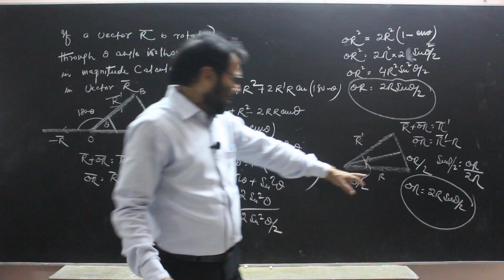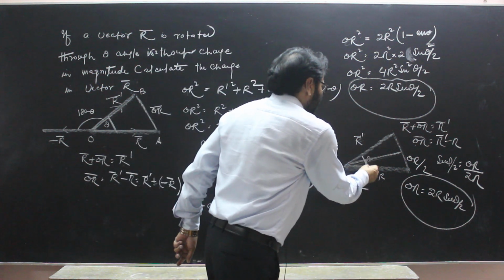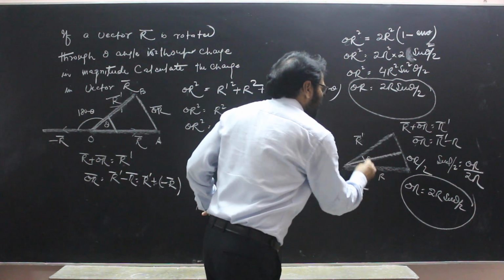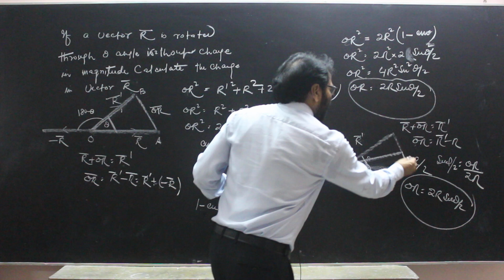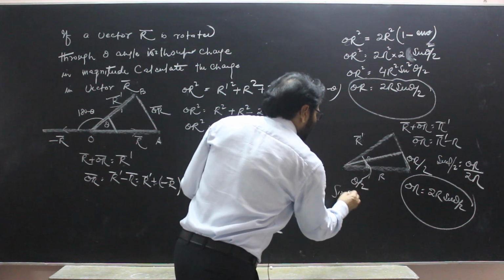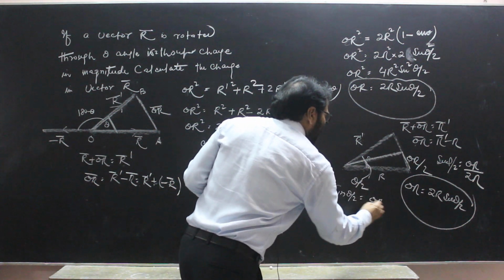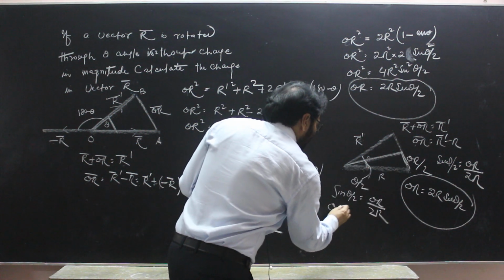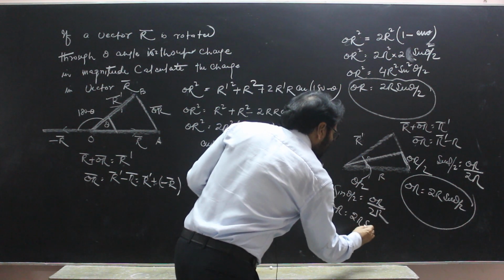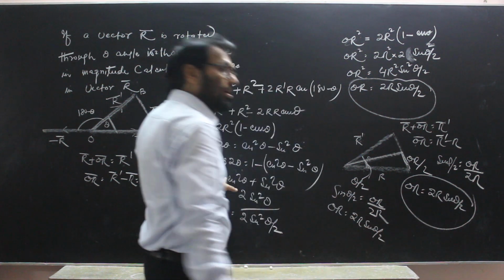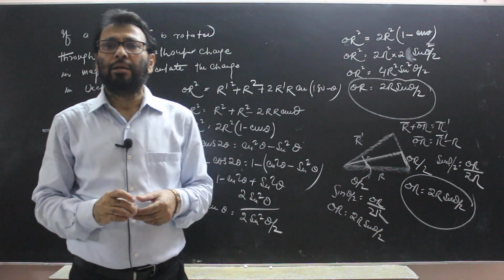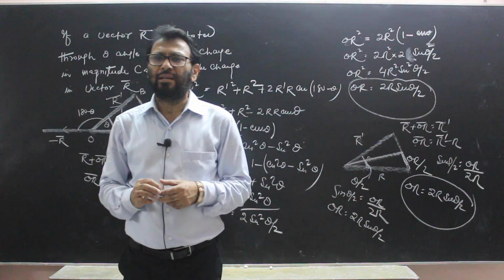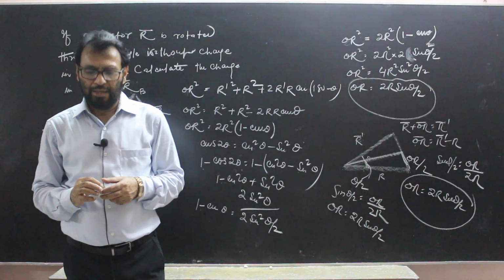So it can be easily calculated. If this is theta, this is perpendicular bisector, this is theta by 2, sin theta by 2 is delta r by 2 by r, and hence delta r is 2r sin theta by 2. So if a vector is rotated through theta angle without change in magnitude, the change in vector is 2r sin theta by 2. Thank you.